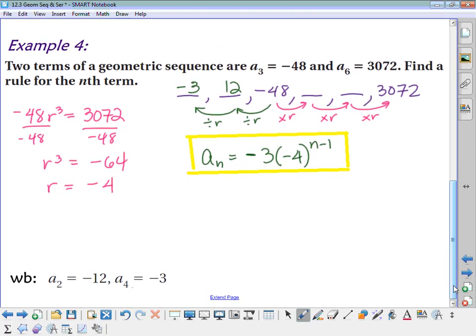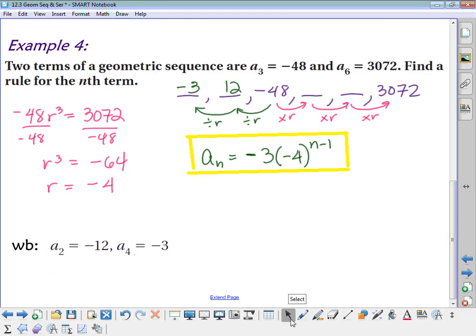So using that same technique, I'm going to give you this one and have you figure out the rule if a sub 2 is negative 12 and a sub 4 is negative 3.